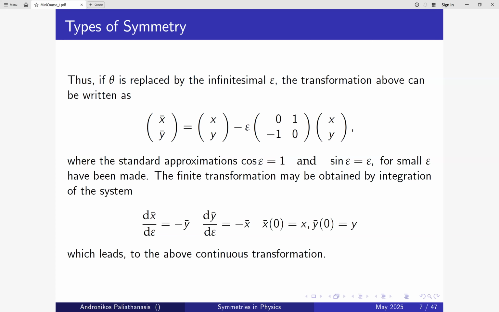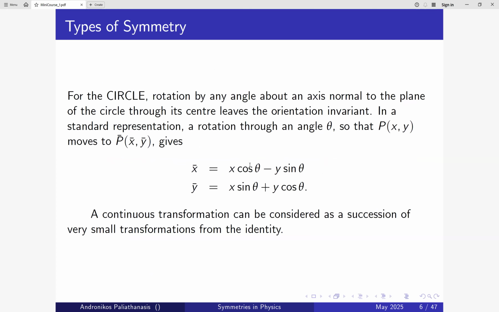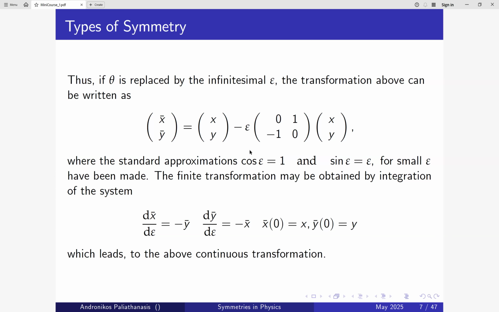Now, if the angle that we rotate is extremely small, and we assume that theta is epsilon, where epsilon is very small, and we take a Taylor expansion near epsilon equals 0, then this transformation can be expressed in a very simple form like this. We applied the standard approximations for very small epsilon: the cosine of epsilon is 1, and the sine of epsilon is linear in epsilon.